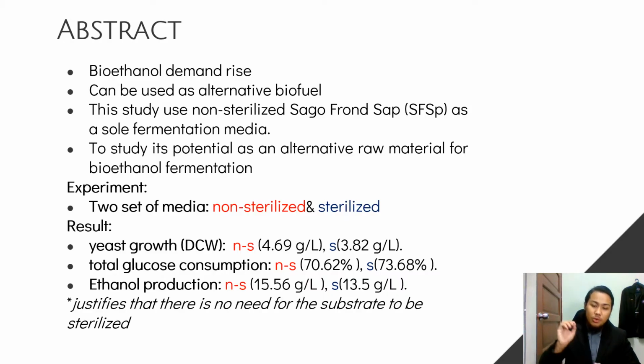Bioethanol demand rises nowadays because it can be used as an alternative biofuel. Our aim is to study the potential of non-sterilized Sago Frond sap as an alternative raw material for bioethanol fermentation efficiency. So we conducted the experiment with two sets of media, which are non-sterilized and sterilized. The results for yeast growth profile, total glucose consumption and ethanol production justify that there is no need for the substrate to be sterilized.